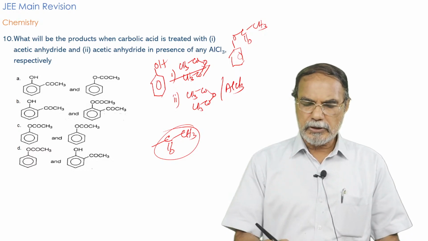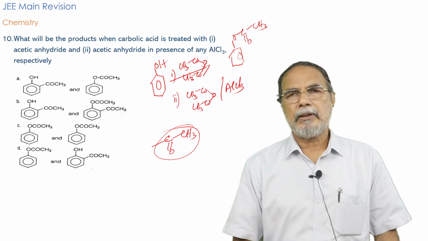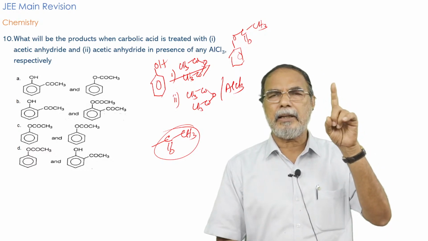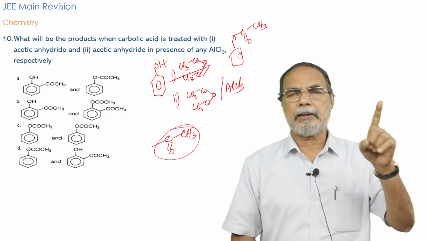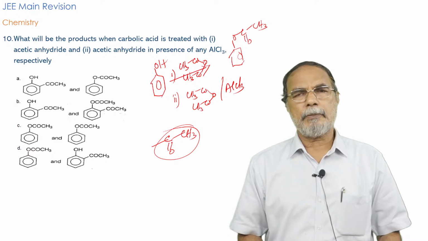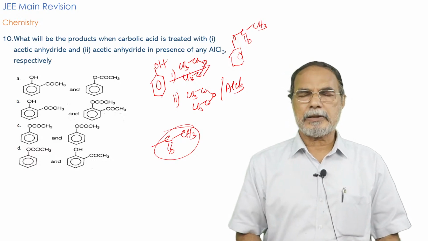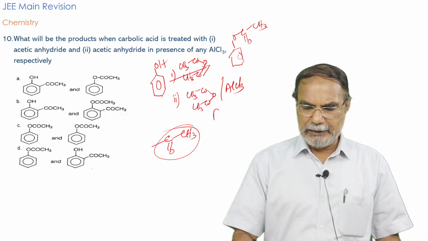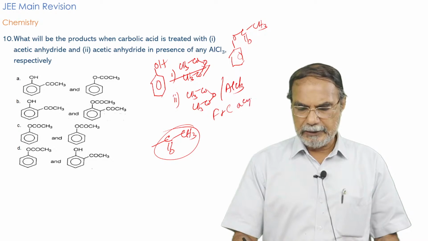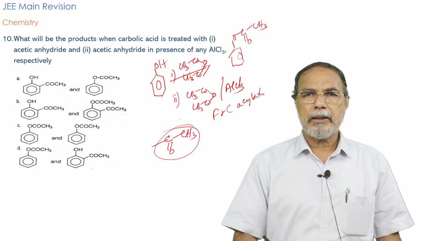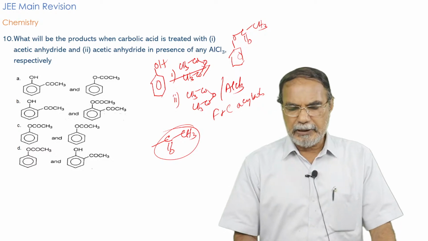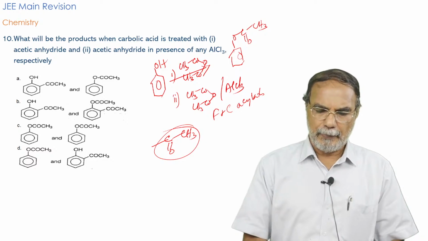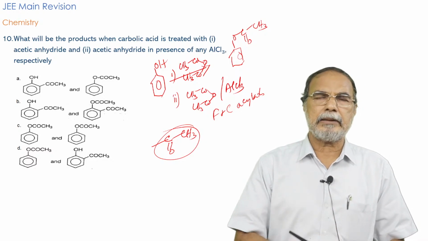But suppose you carry out the reaction with acetic anhydride in the presence of AlCl3. I think when you see AlCl3, you are reminded of the Friedel and Crafts reaction. So in the presence of AlCl3, what exactly takes place is a Friedel and Crafts acylation. In this case, the acyl group is again the acyl group COCH3, but it is this acyl group getting attached to the benzene ring. Acylation at the benzene ring, that is what happens.